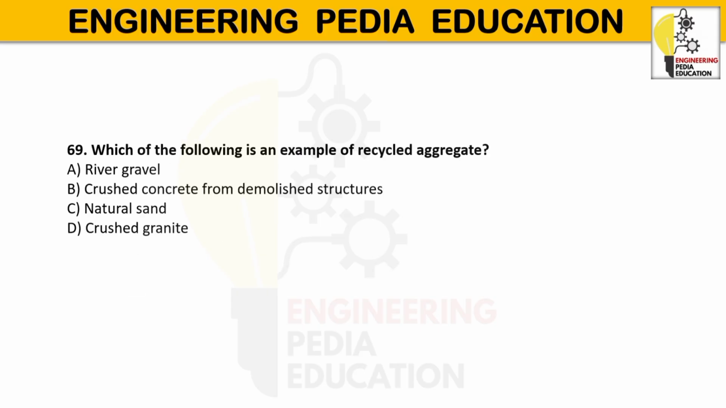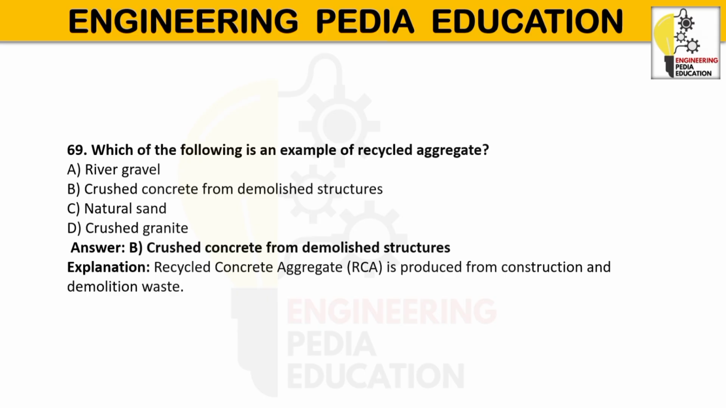Which of the following is an example of recycled aggregate? River gravel, crushed stone from demolished structure, natural sand, or crushed granite? The correct option is crushed concrete from demolished structure, which is also named RCA. RCA is produced from construction and demolition waste.